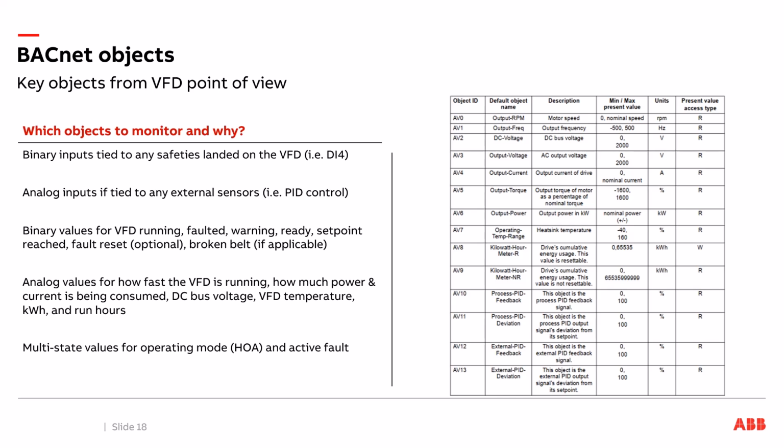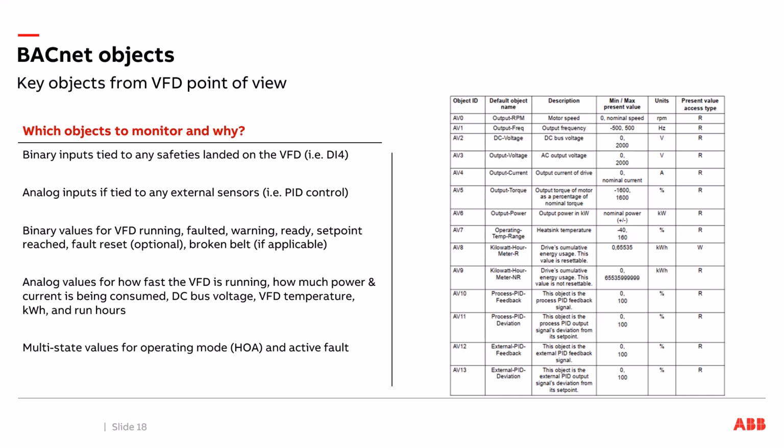Analog values, those are those AVs, like up on the right side there. You've got AVs for how fast the drive is running, how much power and current is being consumed. Your DC bus voltage can be really handy for troubleshooting. VFD temperature, kilowatt hours, run hours is great for maintenance. So those are all examples of AV information that you could pull back to the building automation system.